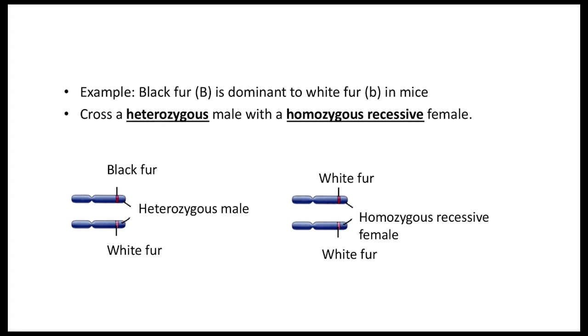So here in the diagrams, you can see what the heterozygous male looks like. You can see there's one gene for white, one for black, whereas the homozygous female has two white alleles. So the cross here would be the male is big B, little b, and the female would be little b, little b.